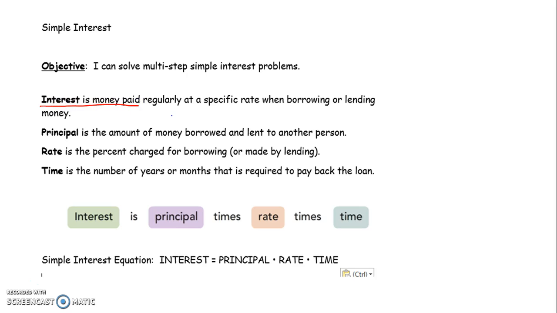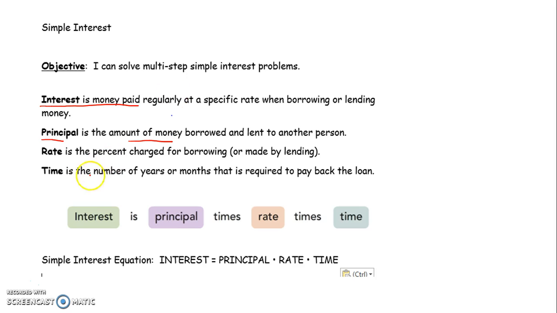It's an amount of money you get if you put money into a bank. They give you a little bit of money for allowing the use of your money to let other people borrow. Or if you take out a loan, it's the extra money you have to pay back on top of the original loan. A principal is also an amount of money. That would be like your original loan. It would be the amount you borrow or the amount that's lent to another person.